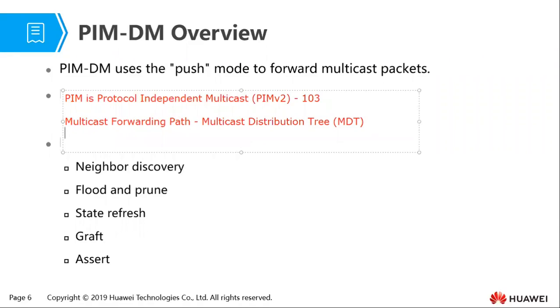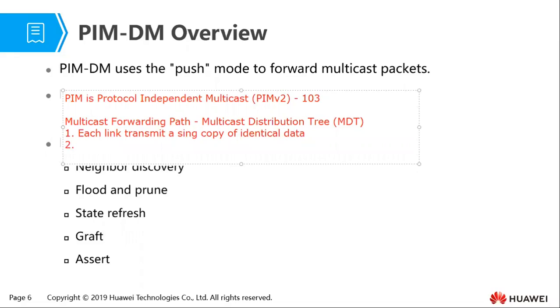So in a multicast distribution tree, each link transmits a single copy of identical data, of the multicast data actually. So there's no link that is doing duplicate copies. So that's what we are calling a multicast distribution tree.